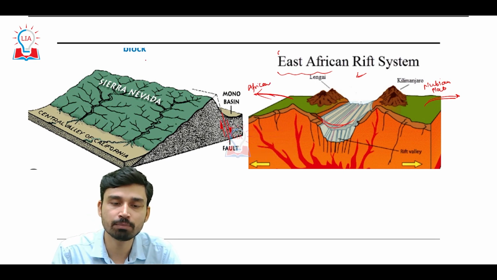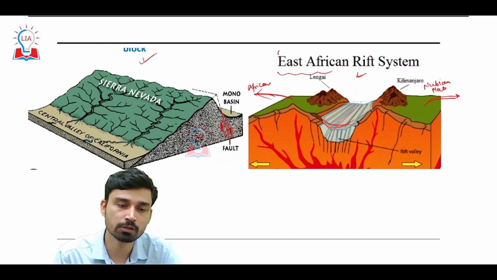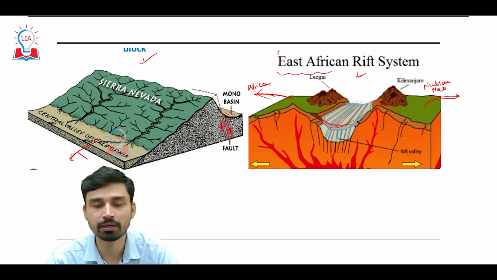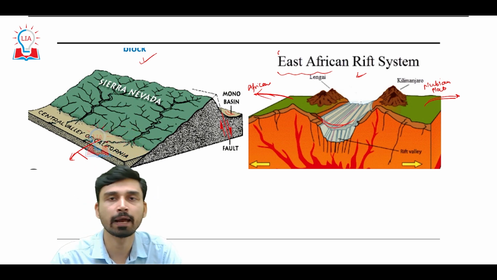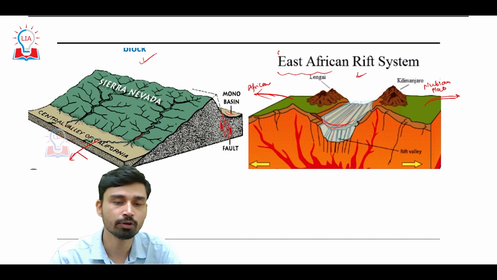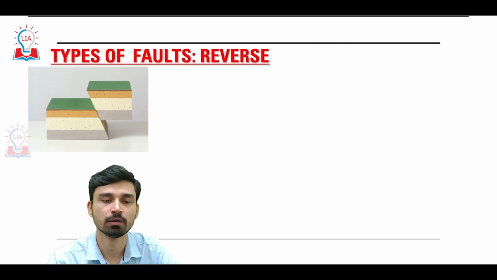A similar kind of example we can also see in the Sierra Nevada ranges of the United States of America, where also the central valley of California is moving in the opposite direction, while on the other side the landmass is moving in a different direction, giving rise to a fault and ridge and valley kind of topography, or mountain and valley kind of topography. So these are the two best examples of normal fault.